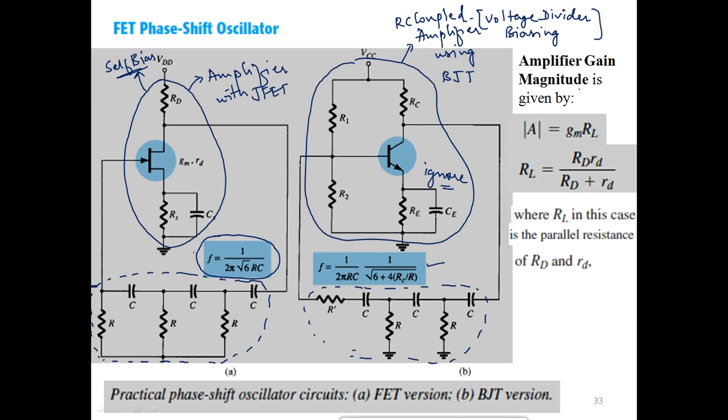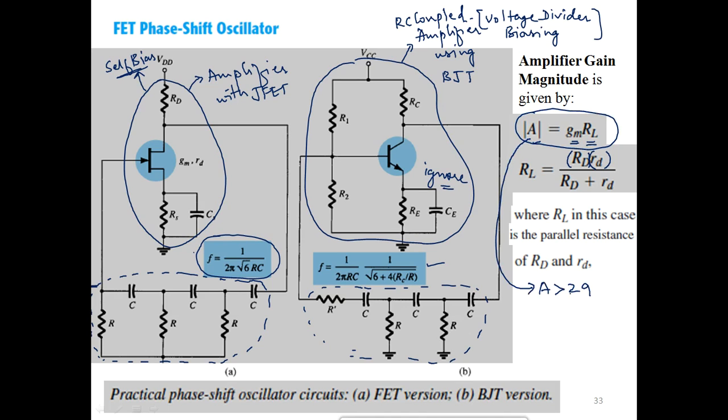What about the amplifier gain? The magnitude is given by the gain factor A equal to the product of transconductance multiplied by RL. And what is RL? RL is the parallel combination of the drain resistance, capital RD, and the internal resistance, small rd, where both of them are in parallel. So that is the gain factor. Now you can just think a bit. The condition was that this A must be greater than 29.